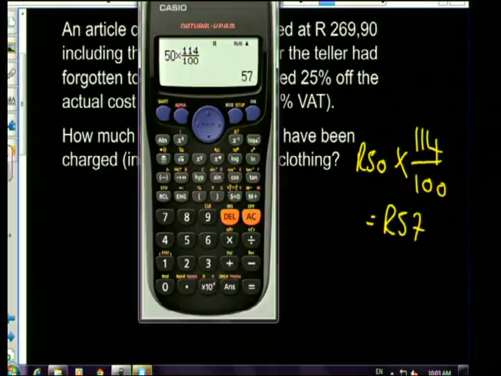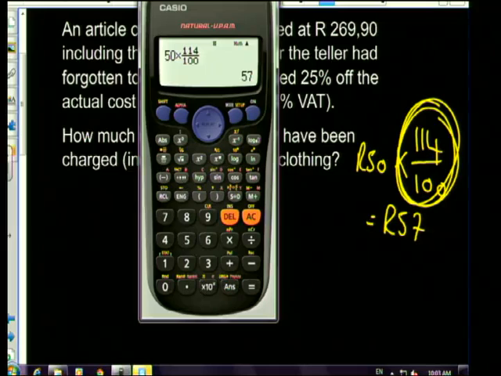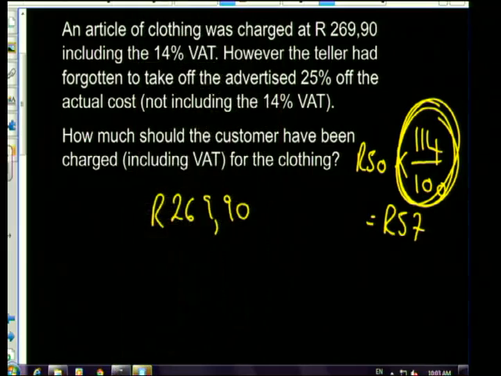So you could have said, what's 14% of 50? Landed up getting 7 Rand, then taken 50 Rand and added to the 7 Rand and got your 57 Rand. But I love this fraction, 114 over 100. It's a wonderful fraction because it's really, really so helpful. And it's helpful especially when we look at the following.